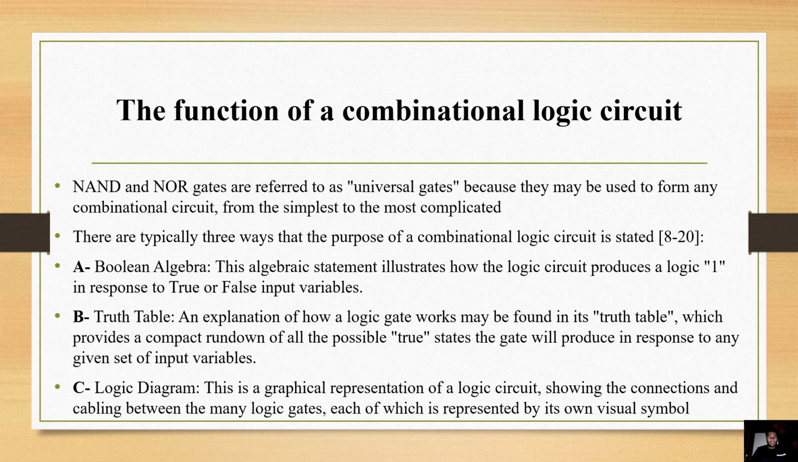B. Truth table. An explanation of how a logic gate works may be found in its truth table, which provides a compact rundown of all the possible states the gates will produce in response to any given set of input variables. C. Logic diagram. This is a graphical representation of logic circuits showing the connection and cabling between the many logic gates, each of which is represented by its own visual symbol.